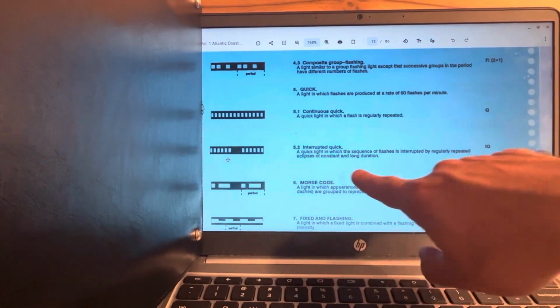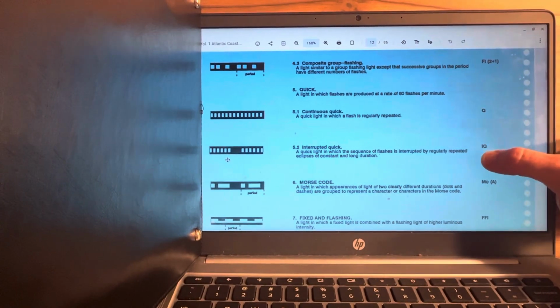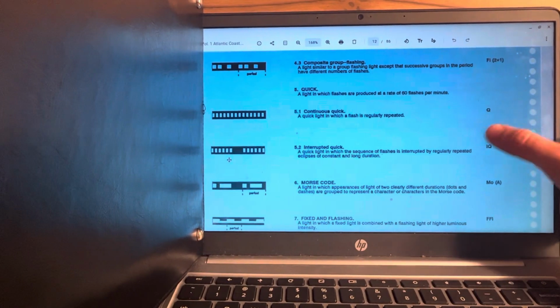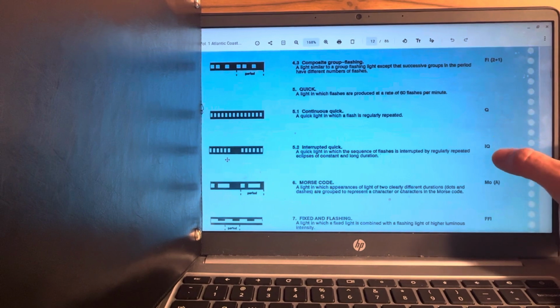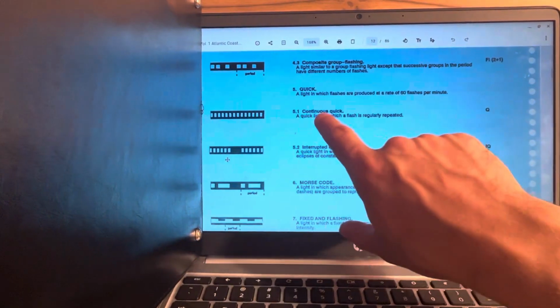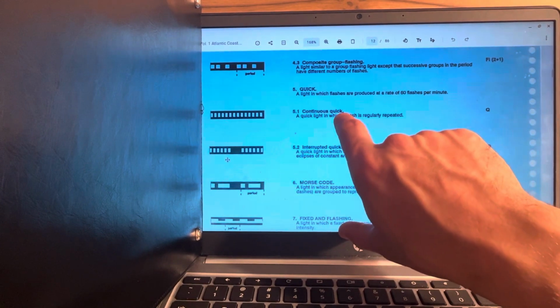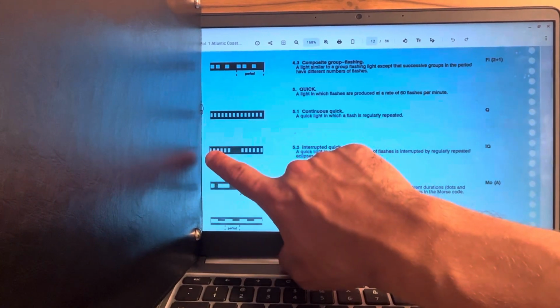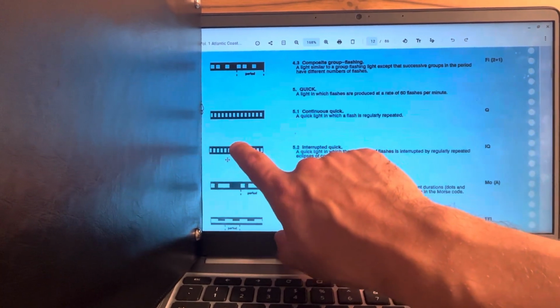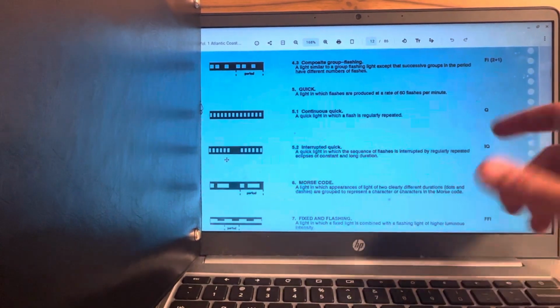Interrupted quick, this is the one that I think I got confused about when I saw it written on the chart during the chart overview video, because I've never actually seen this before. This is very uncommon, but I think it's relatively self-explanatory. It operates off of the normal speed of a quick flashing light, with a sudden pause at some point in the middle, and then continues.